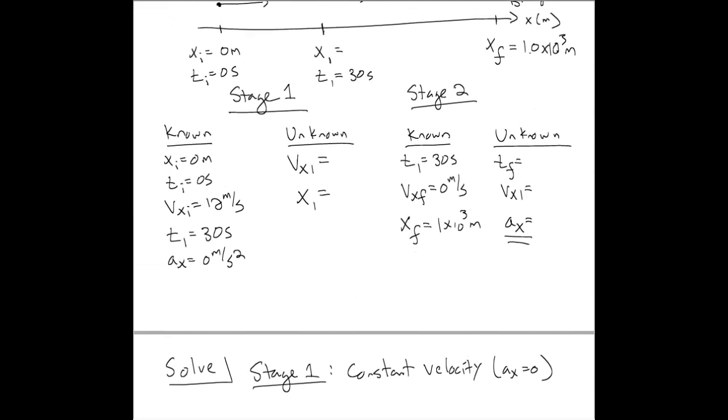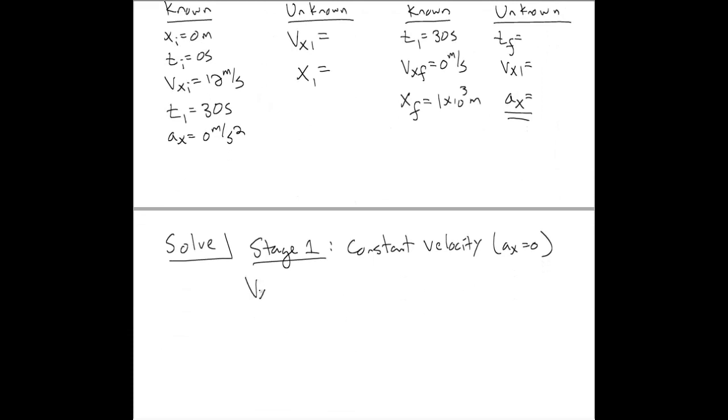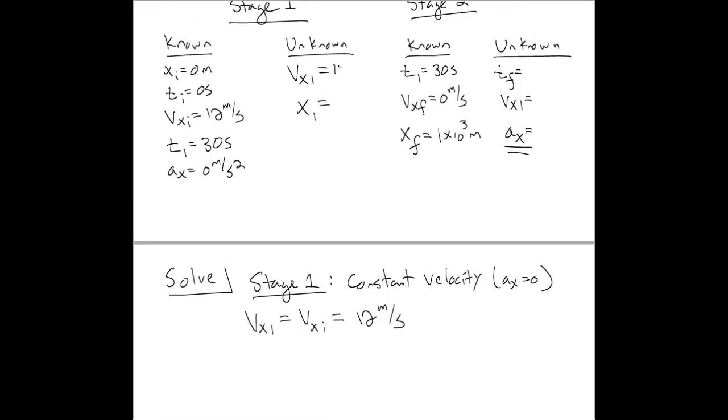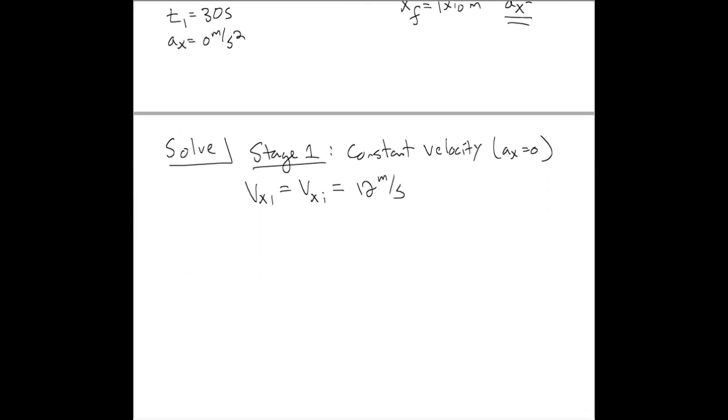We've been saying we don't know what Vx1 is, but really we do know what the velocity at the end of stage 1 is. It's the same as the velocity at the beginning because the acceleration is 0. So Vx1 is really 12 meters per second. So we can go up to Vx1, label that as 12 meters per second. And in fact, that feeds into stage 2 and lets us know that we now know that quantity as well.